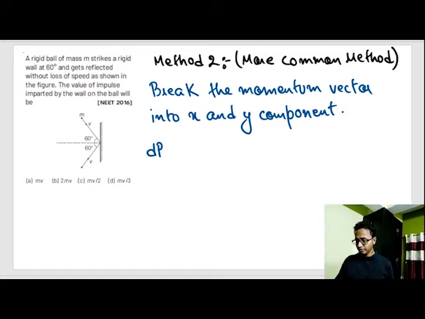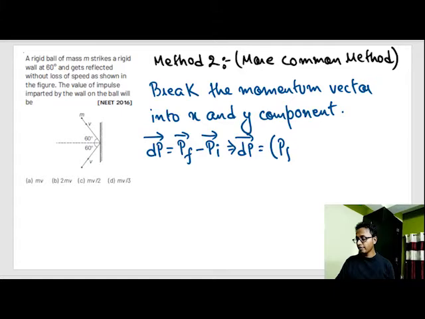That means dp. If someone asks what is the value of impulse, just find out the value of change of momentum, or final momentum minus initial momentum. Okay, now change of momentum is the component of final momentum in x-axis, given by final momentum in x-axis, pfi.